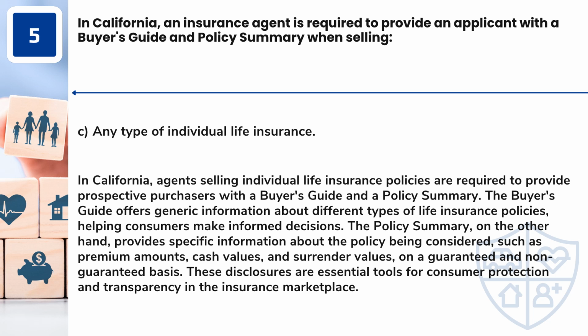The policy summary, on the other hand, provides specific information about the policy being considered, such as premium amounts, cash values, and surrender values, on a guaranteed and non-guaranteed basis. These disclosures are essential tools for consumer protection and transparency in the insurance marketplace.